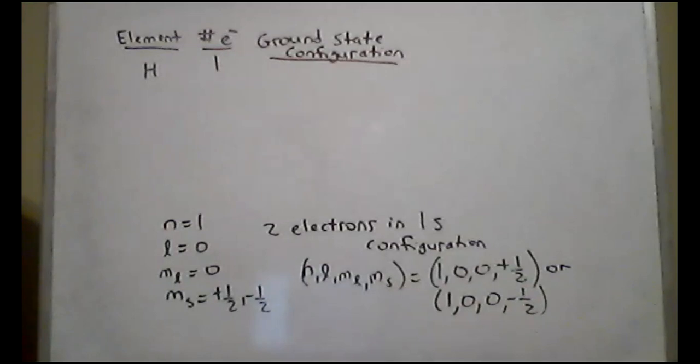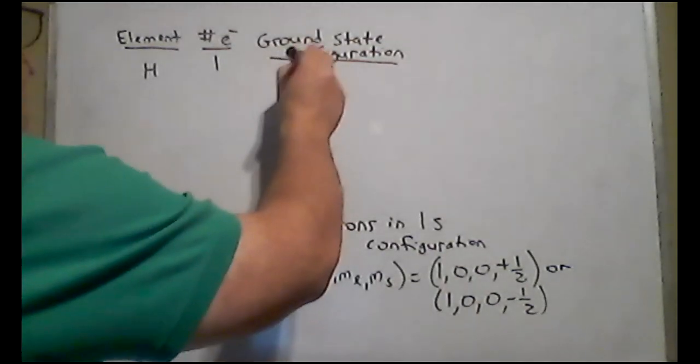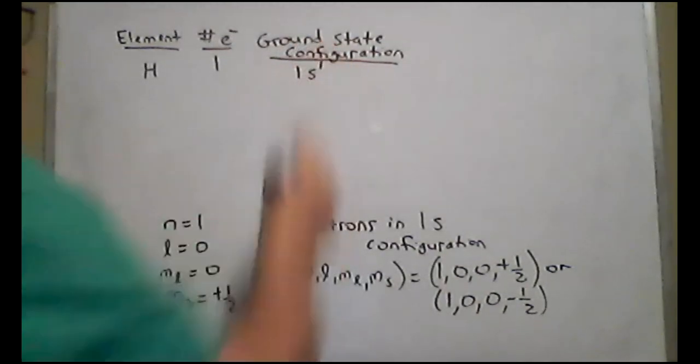All right, and so putting them in this configuration, I can put one electron in here, 1s1.